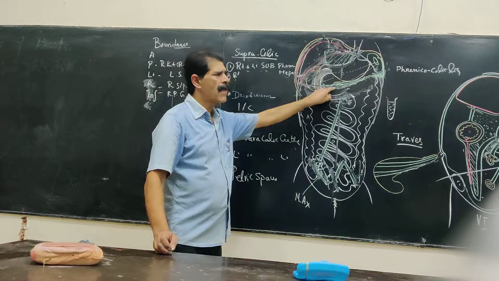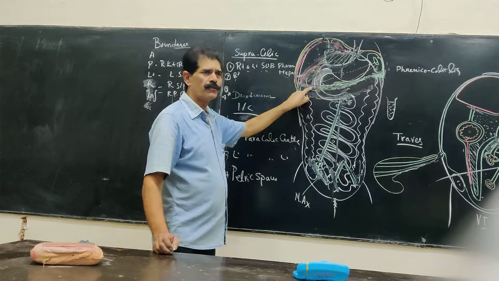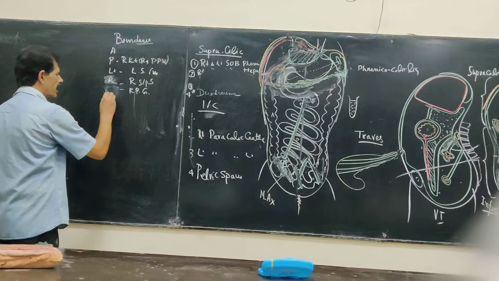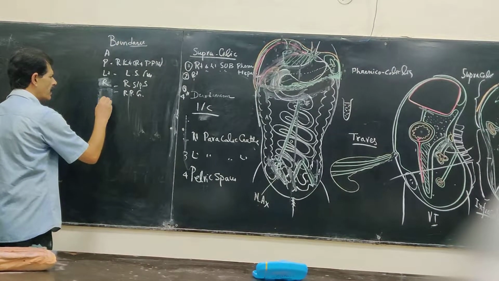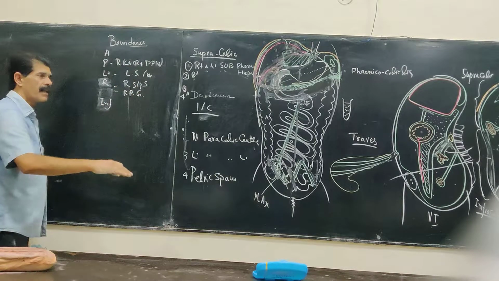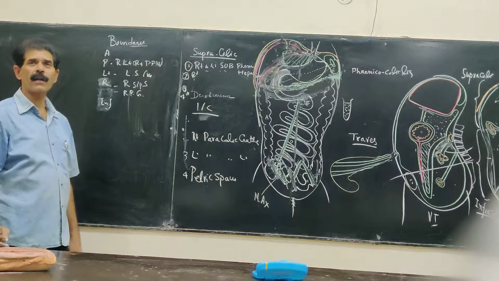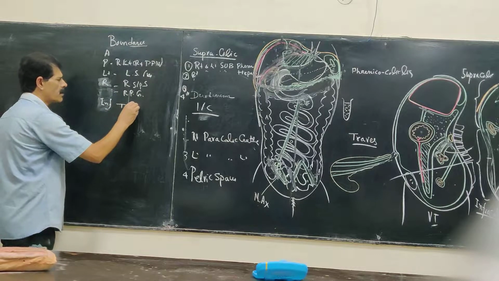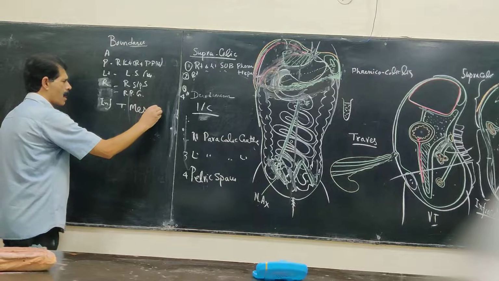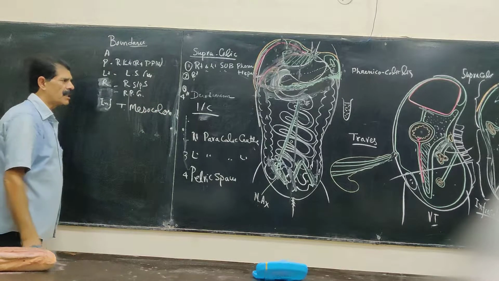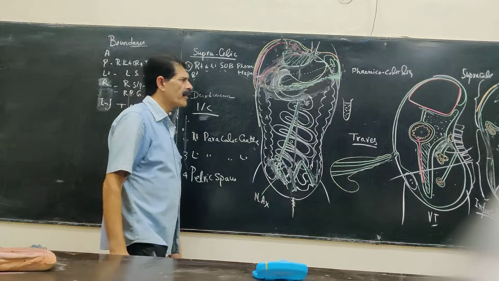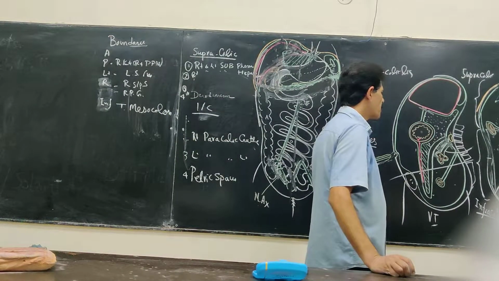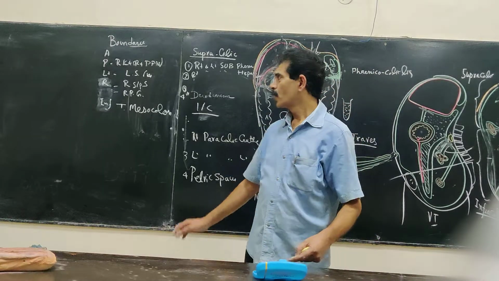Then inferior. So on the right side and on the inferior relation, it is related to the upper layer of the transverse mesocolon. Upper layer of transverse mesocolon. So this is how the three-dimensional picture should be in your mind while you are doing the Morison's pouch. So these are the boundaries.